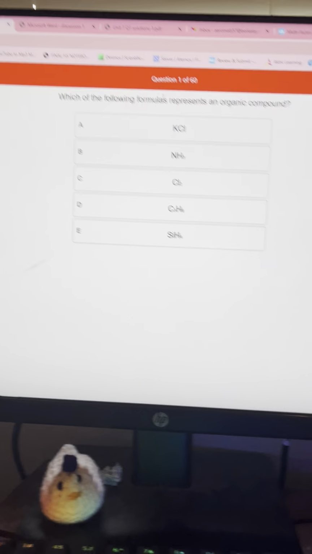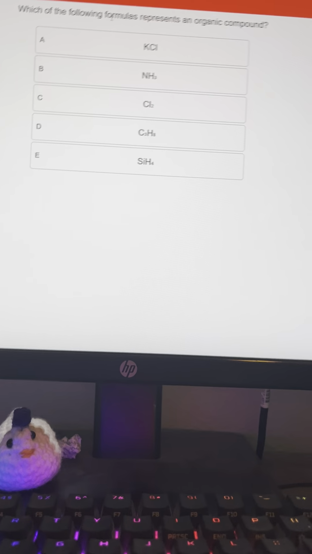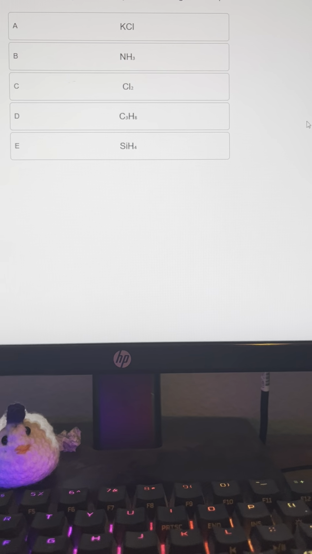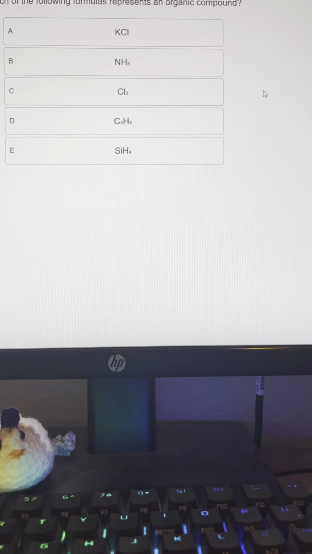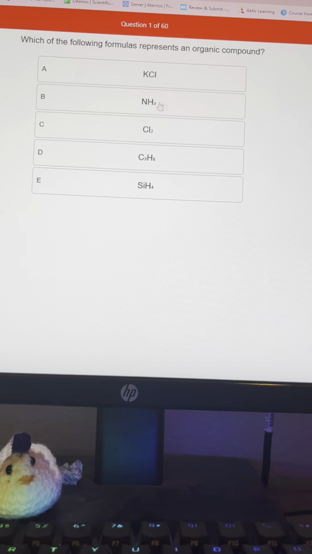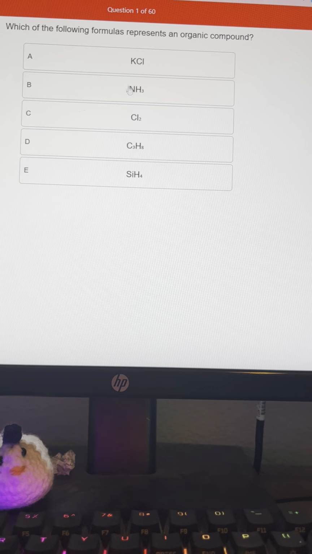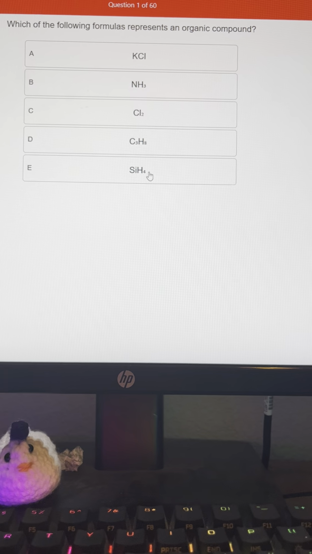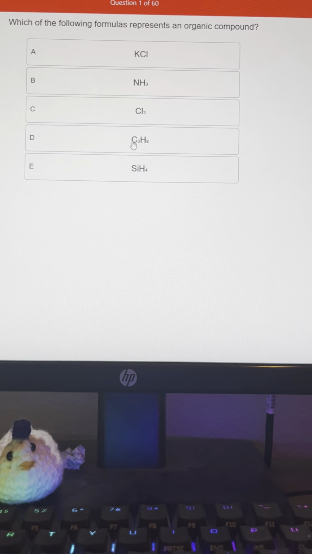Which of the following represents an organic compound? We know an organic compound has to have carbon and hydrogen in it. So we see here, potassium chloride, can't be that one. Nitrogen, hydrogen. If this was carbon, it could be that one, but no carbon. Chlorine, can't be that one. Silicon, hydrogen, can't be that one, so it has to be D.